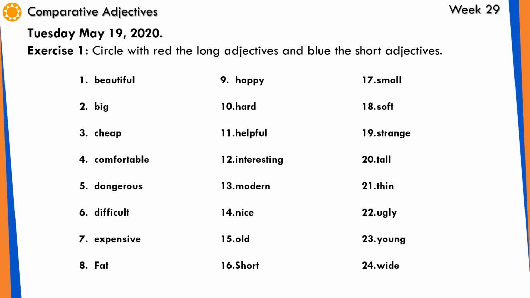Now it's time for the real exercises. This exercise is for Tuesday. Exercise 1. Circle with red the long adjectives and blue the short adjectives. I'm going to help you with number 1 and 2. Number 1, beautiful. Let's check how many syllables beautiful has. Beautiful, it has 3. That means it's a long adjective. So it's red. Now number 2, big. Well, that's only 1 syllable. So that means it's going to be blue. Now you read the rest of the adjectives and circle them red or blue depending if they are long or short adjectives.